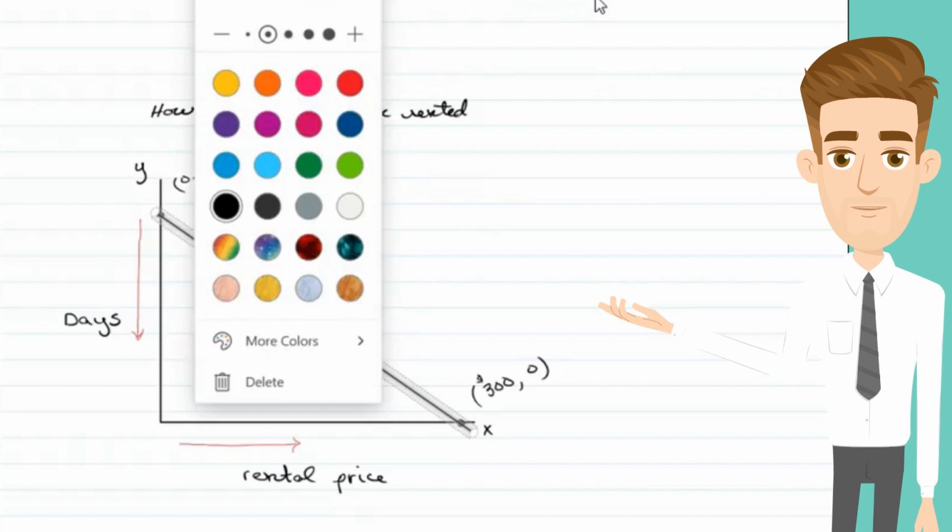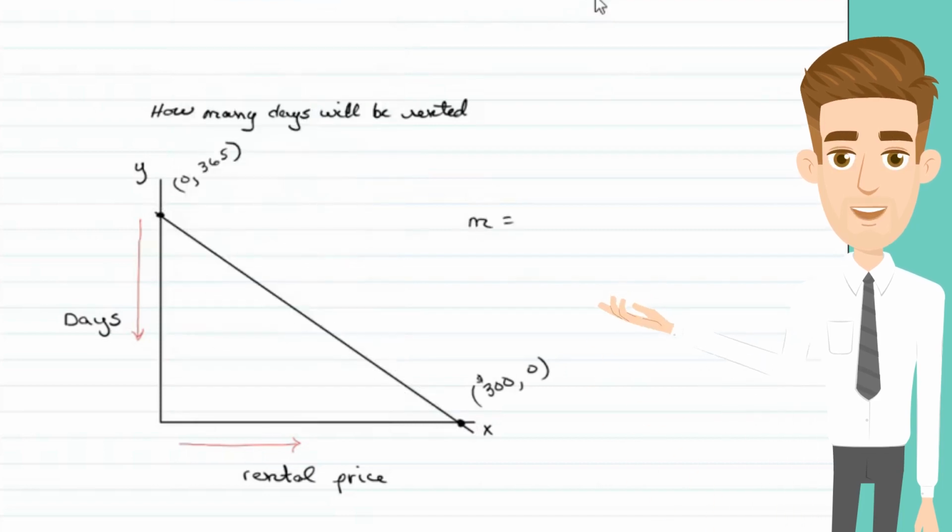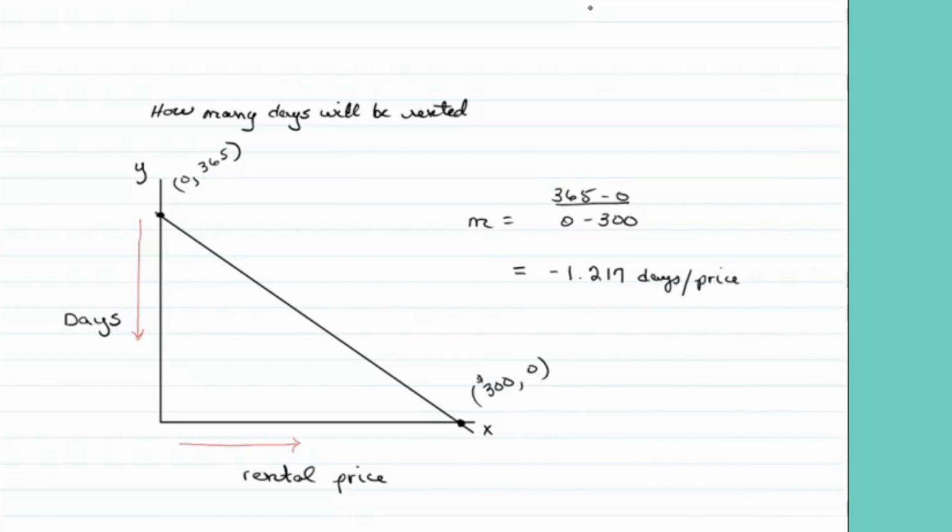So let's find the slope of this line. The slope is going to be 365 minus 0 divided by 0 minus $300. That gives us negative 1.217. What this represents is days per price. So we're going to lose 1.217 days for every dollar that the price increases by.